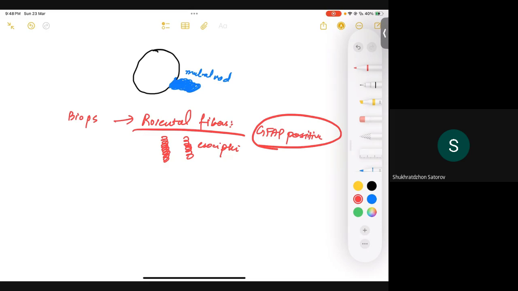Is that clear? So Rosenthal fibers are simply corkscrew-shaped eosinophilic inclusions or eosinophilic bodies present within the histopathological sites of these tumors. Is that clear?